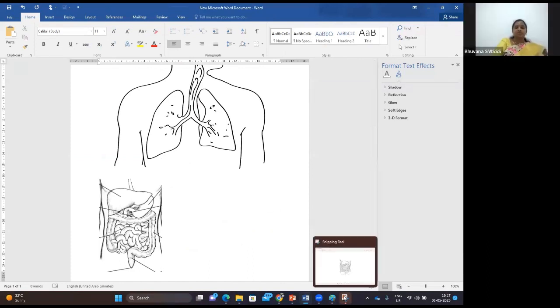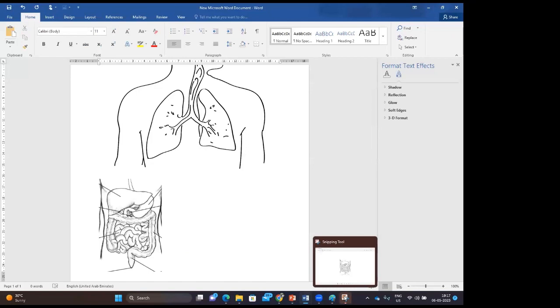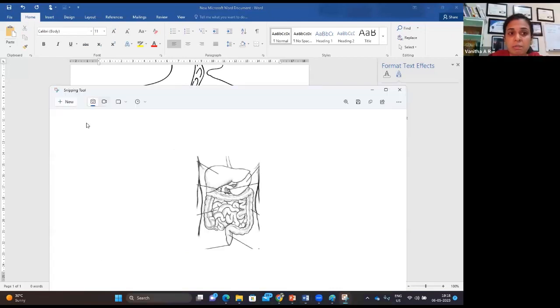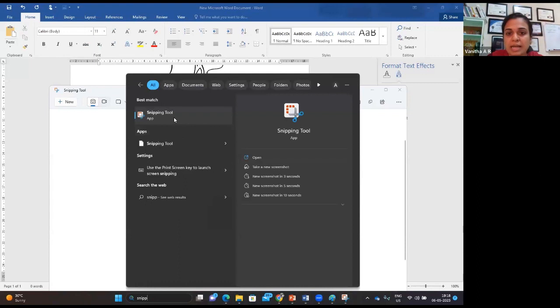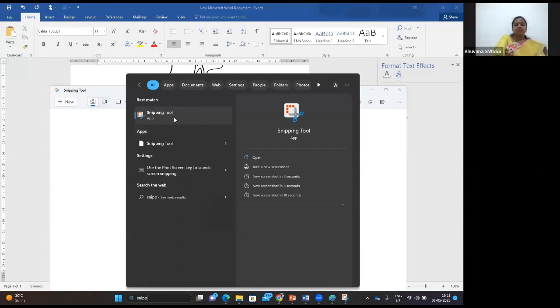Ma'am, whether it is available in the Word? No, ma'am, this is an app which you have to download. The snipping tool, that's an app. Okay. So this is the app, ma'am. Snipping tool is an app. Ma'am, are you using a PC or laptop? It's a laptop, ma'am.